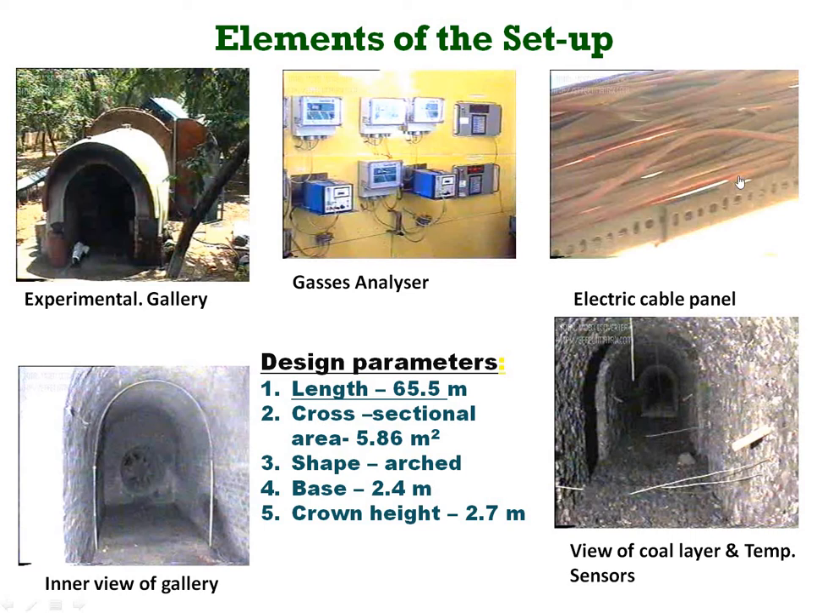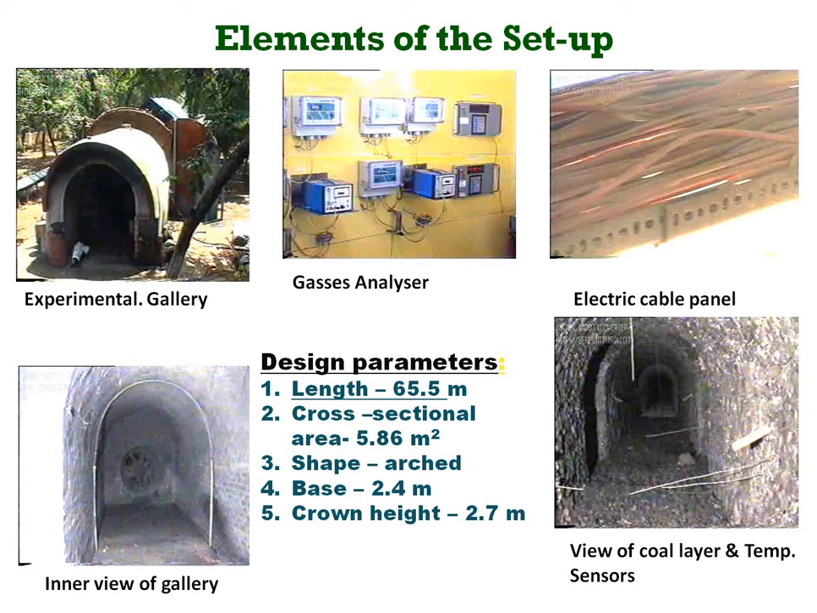Here you can see that electrical cables are laid in this way, because in an underground mine there should be electrical cables. And the inner view of the gallery is here, and the fan is here, and it sucks air from that portion of the gallery, and the cross sectional area is 5.86 meters square. Generally it is given here, as well as throughout the mine, because this is basically a tunnel.